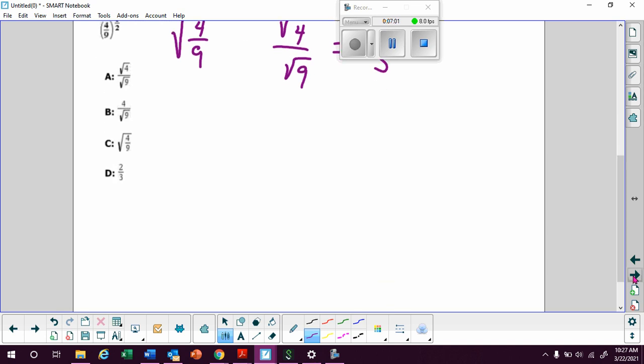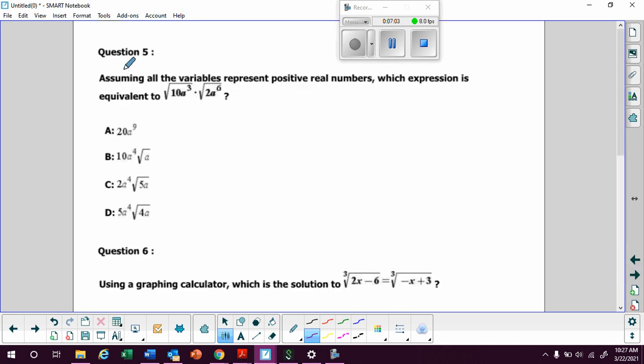Which one is not one of these 3 is what you have to pick. Okay? All right, number 5. Assuming all the variables represent positive real numbers, which expression is equivalent? You're multiplying, right? Every time we multiply, since they're both square roots, I can multiply the number with the number. So 10 times 2 is 20, right? A to the power of 3 times a to the power of 6 is a to the power of 9, and still in the square root, right?